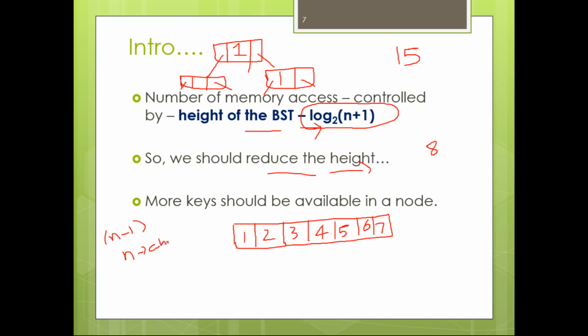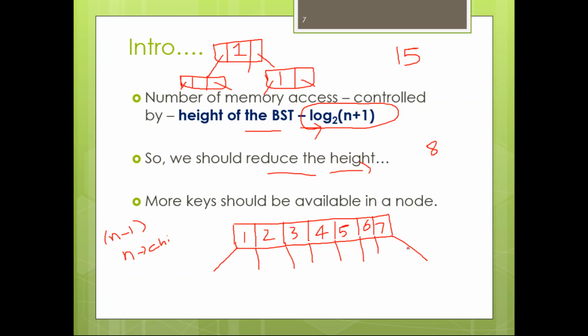Okay, so it can have n pointers. If this node can support 7 key values, then it can have 8 pointers. These will be pointer one, and all of these are the pointers. Like this it can hold 8 pointers, right? 1, 2, 3, 4, 5, 6, 7, 8.